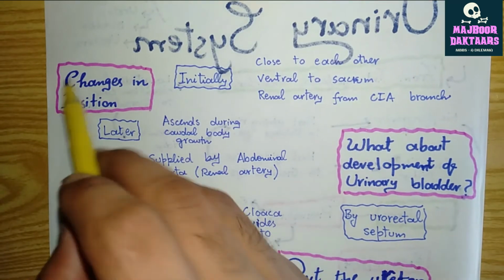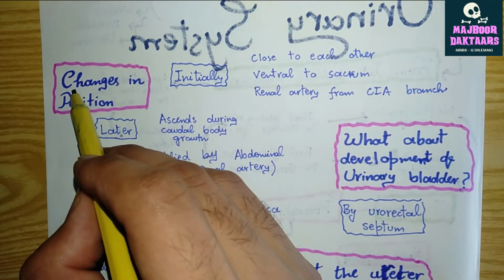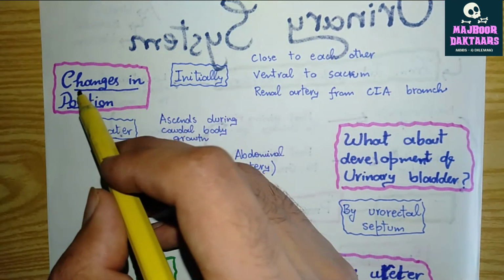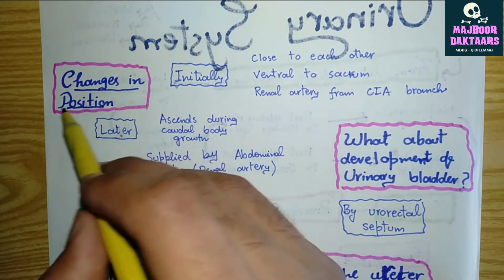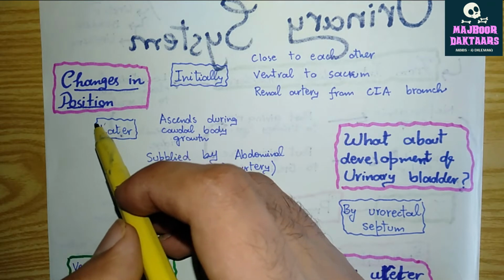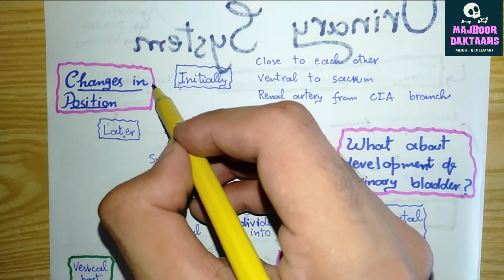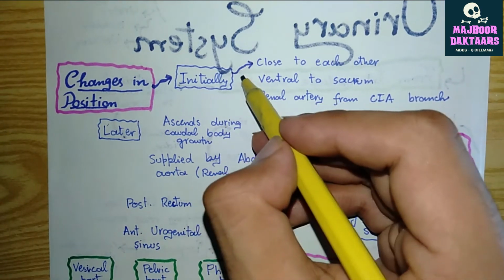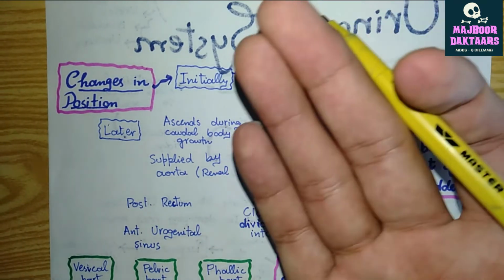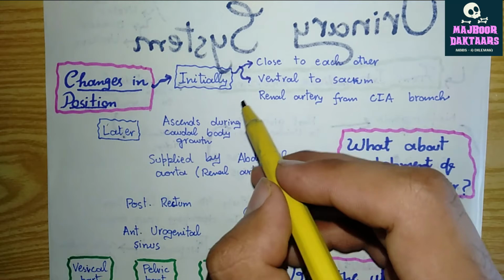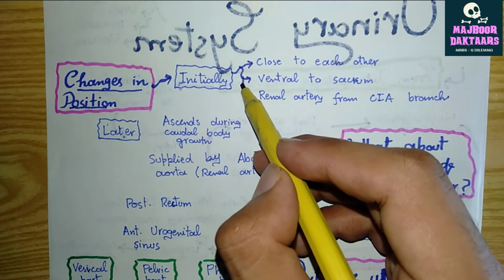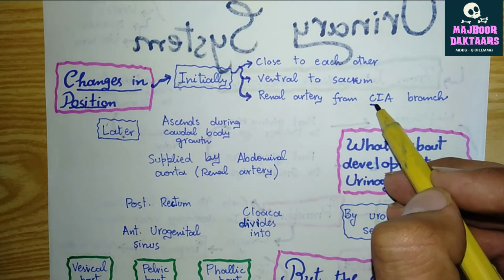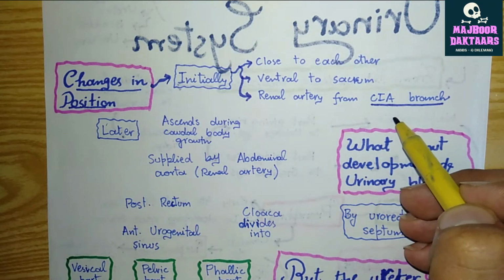So after the formation of the nephron, the kidney development is completed, but during its development there are changes in the position and the blood supply of the kidney. Let us say initially both kidneys are close to each other and are present ventral to the sacrum, that is, they are present in the pelvic region, and the arteries to the kidney are supplied from the common iliac artery branches.